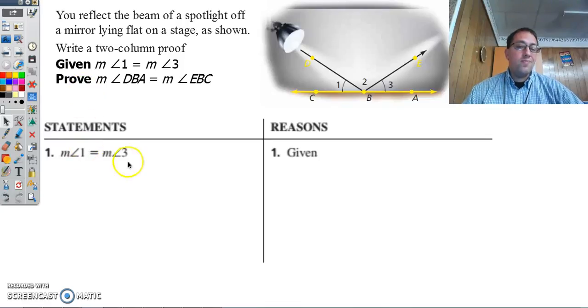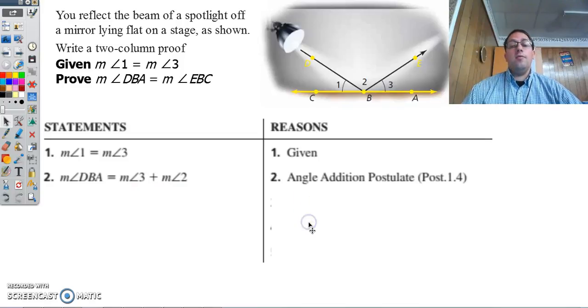All right, but this is angle 1 and angle 3. I want to talk about angle DBA, right? So let's take a look at this. Angle DBA, that's right here. And let's see, that's angle 2 and angle 3 put together. So we can say that the measure of angle 2 plus the measure of angle 3 is the measure of angle DBA. How can you say that this is true? Well, we've got that angle addition postulate that we talked about a while back. It says that if I have two adjacent angles, I can add the measure of one to the measure of the other and get the measure of the whole thing. So that's the angle addition postulate. It backs me up and says that this is a true statement.